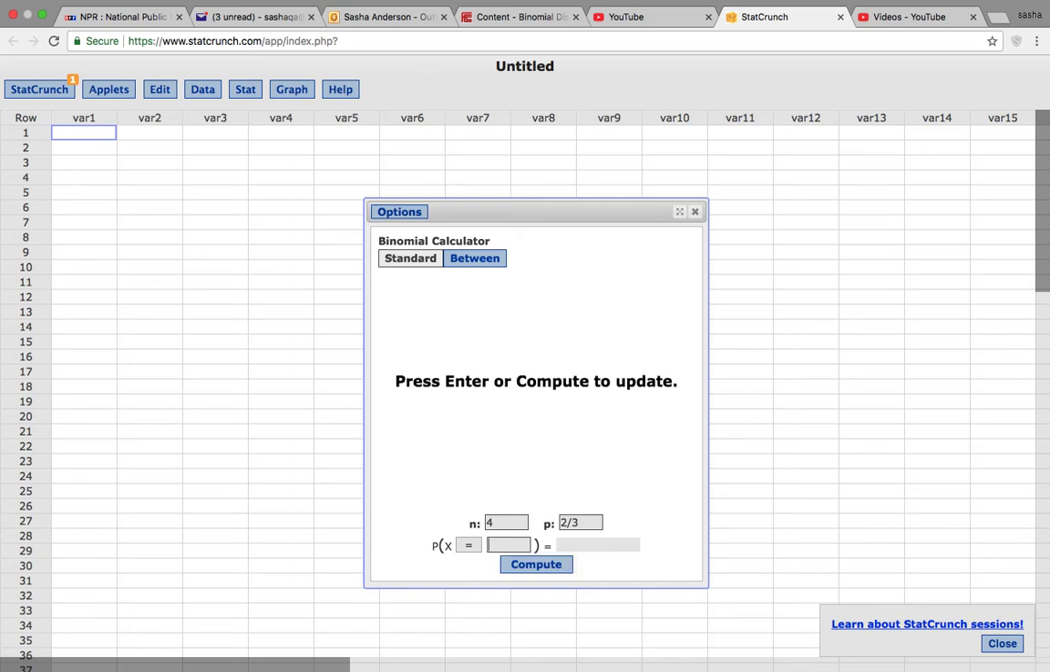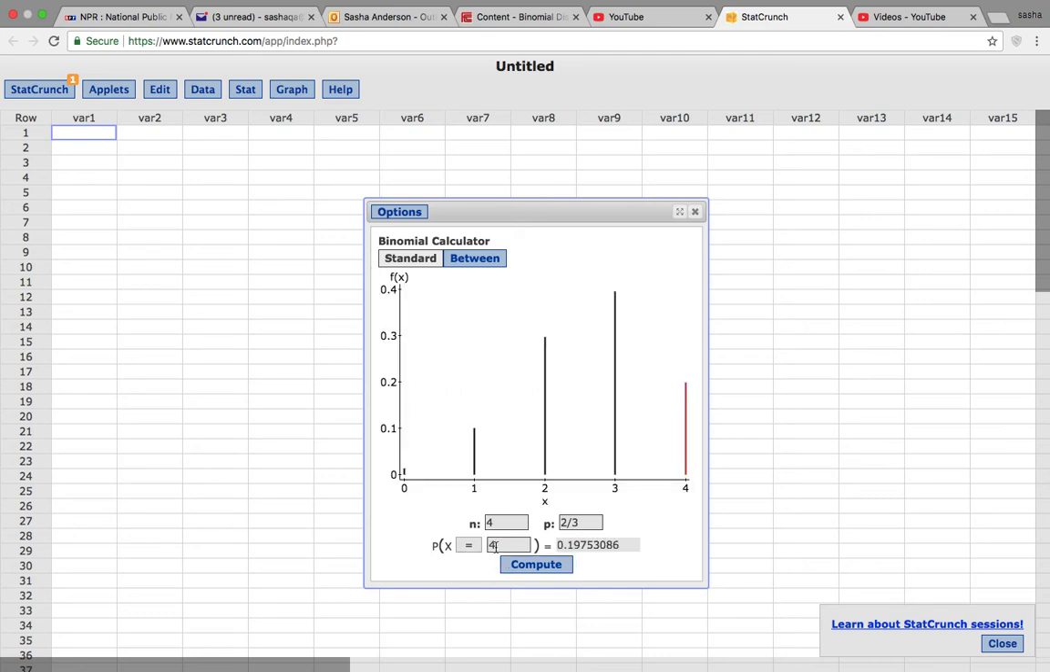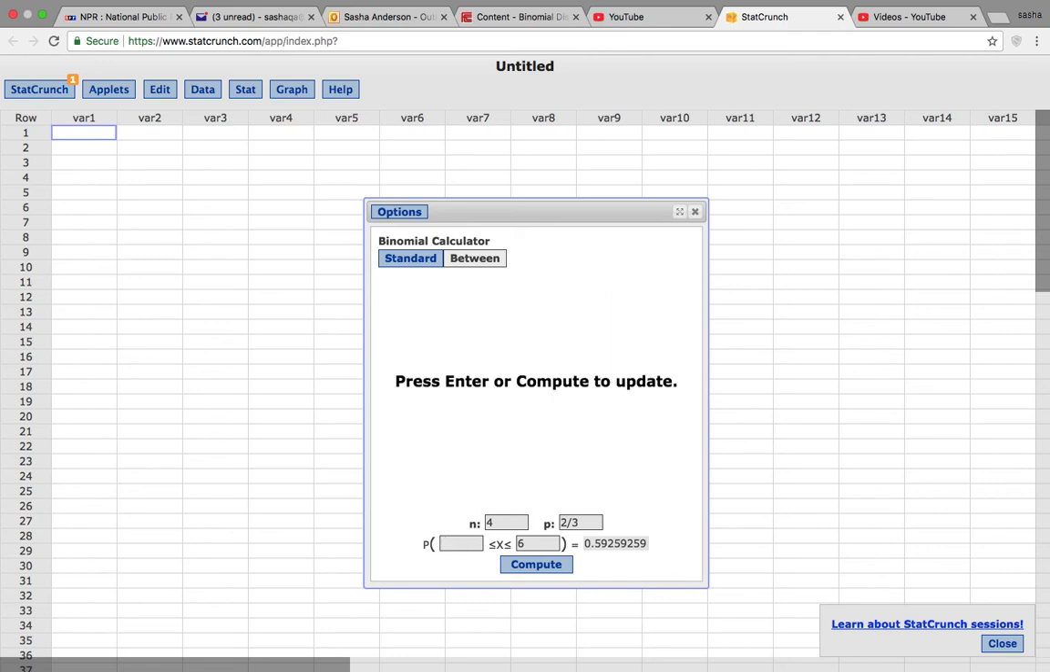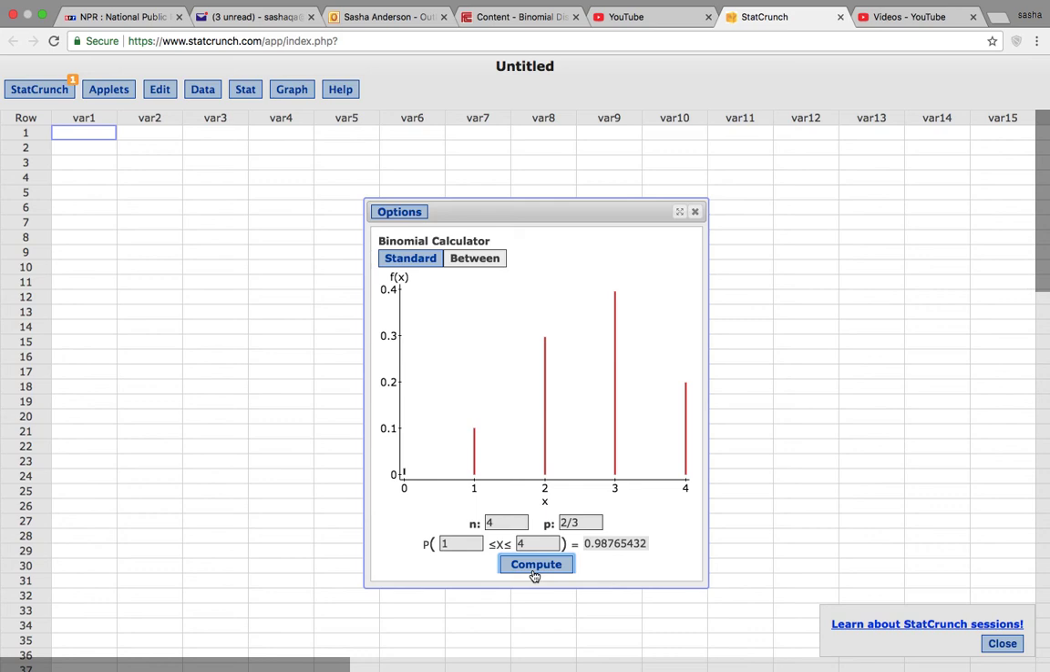So you can see how we can use the binomial calculator in StatCrunch. You could also do between. If you want to say what's the probability of having between 1 and 4 boys, in other words, not 0, you could always subtract the probability of 0 from 1, but you can also do a between.